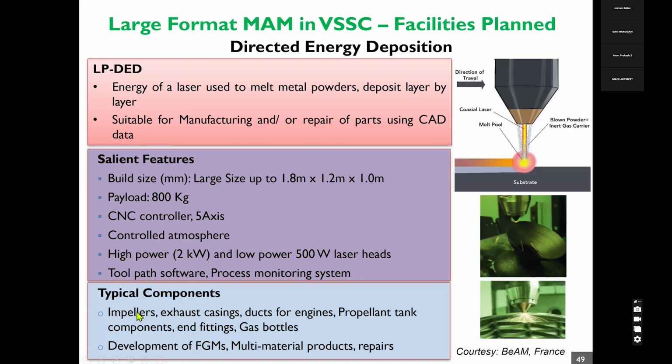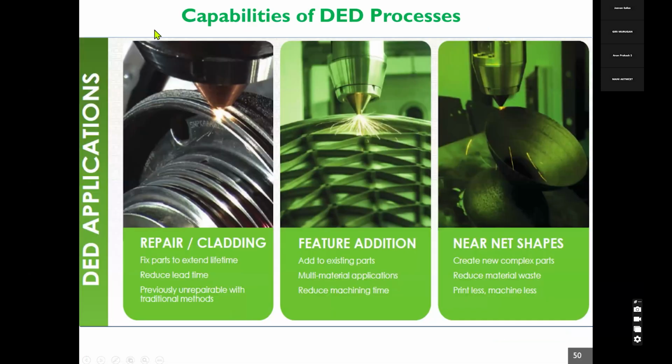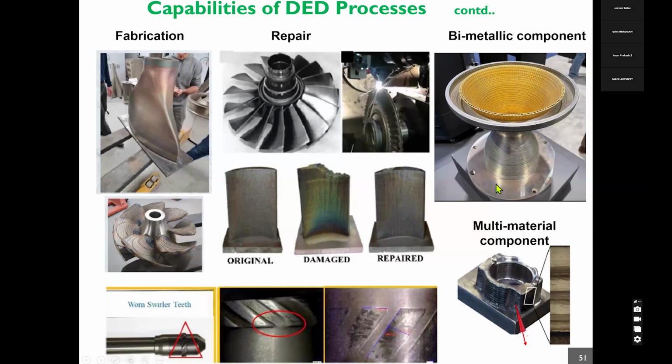And of course, these are different examples of components that we are planning to make through directed energy deposition. So we can make functionally graded materials, multi-materials, and also we can carry out repair of components. As shown here, you can repair the components or you can add features onto an existing component. And also you can make near net shaped components with reduced material wastage. So these are again typical examples of fabrication using the DED process. Repair of worn out blades, you can repair and refurbish these blades as shown here. And also you can use the DED process to make bimetallic components as shown here and multi-material components as shown here.